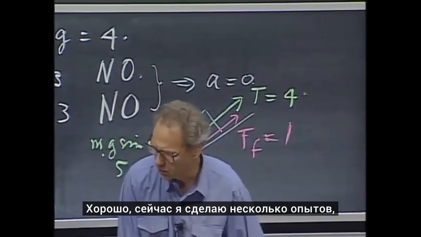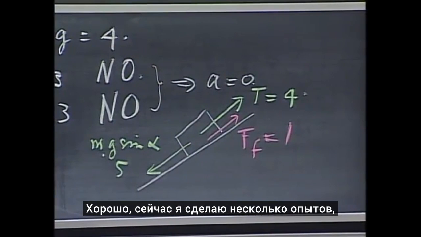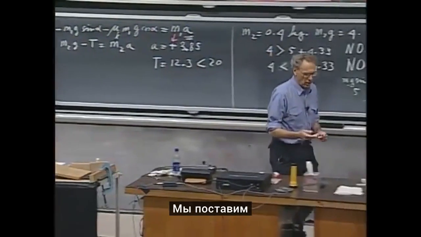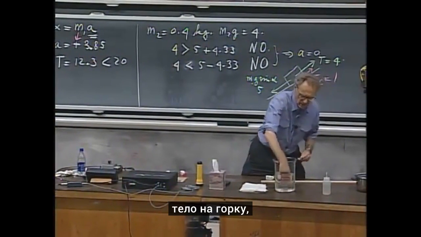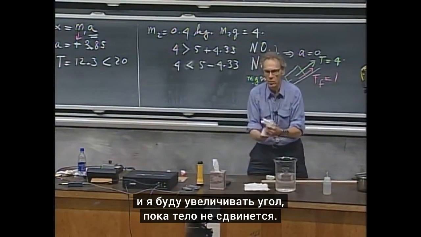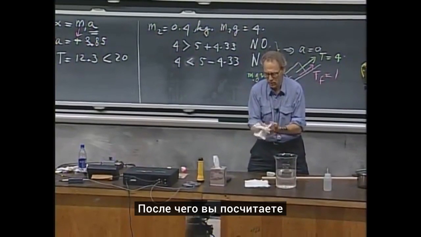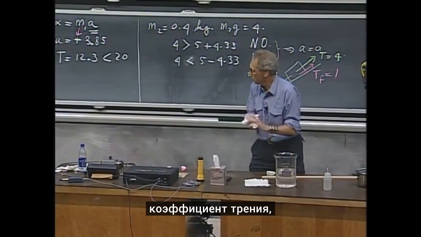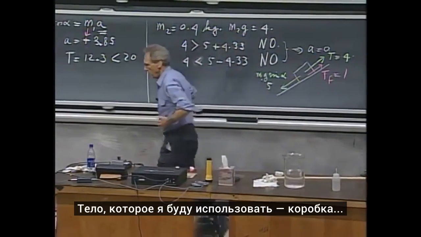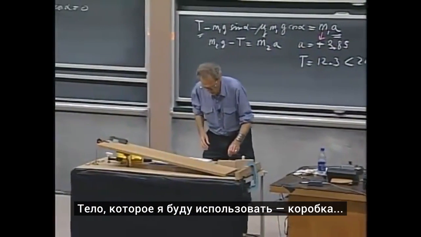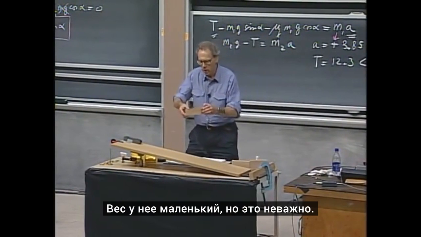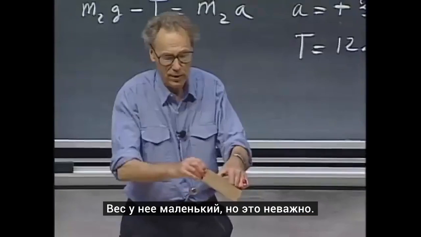All right, I now would like to do a few demonstrations whereby I want you to calculate the friction coefficients for me. So we're going to put a particular object on that incline, and I'm first going to raise the angle until it breaks loose. So you should be able to calculate what the friction coefficient is using the equation tangent alpha equals mu s. And the object that I use for that is this box. In this box is a little weight. That's not very important.